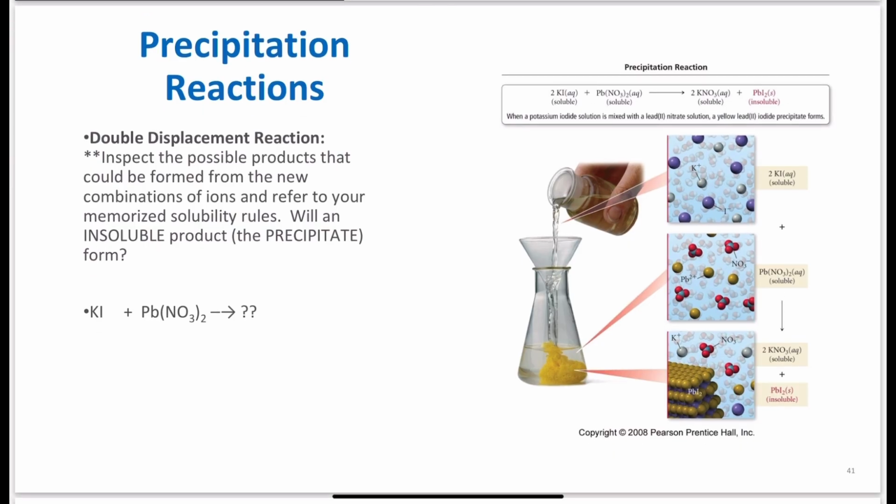So let's look at the picture here. Okay, double displacement reactions. You inspect the possible products that could be formed from combinations of the ions in solution. And you're going to refer to your memorized solubility rules to do it. And then you ask yourself, will an insoluble product form? If an insoluble product forms, again, insoluble means solid. So that is your precipitate. The picture here shows what's happening a little bit better, but you guys should also be drawing your own mental pictures here.